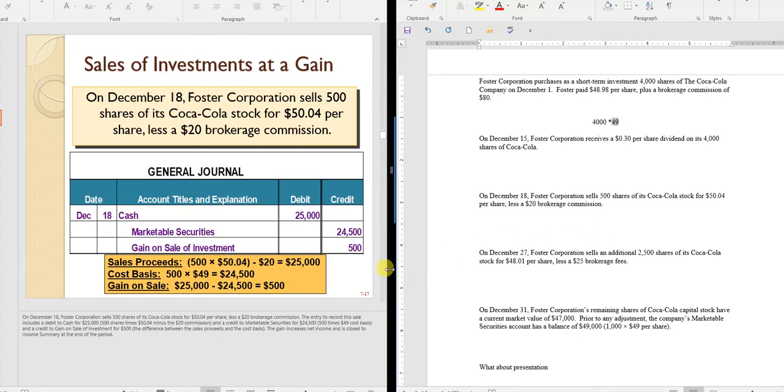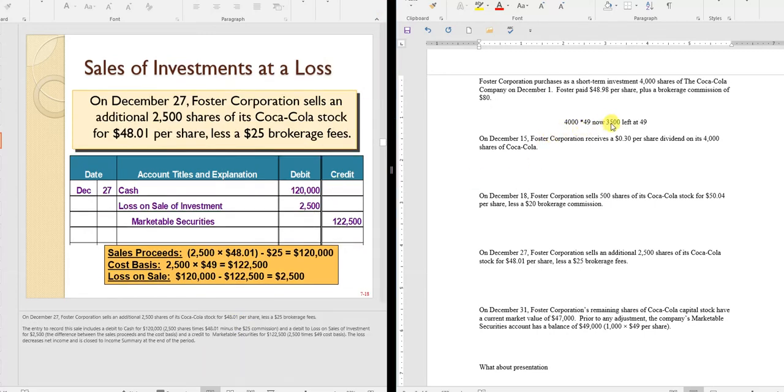So remember, assets go up with a debit. So my entry up here debited marketable securities for what I paid for them, $49 each. And now when I get rid of them, I credit marketable securities for what I paid for them. So 500 times 49 is 24,500. Notice I don't balance. I need a credit to balance. Whenever you have a credit to balance, you have a gain. I made a little note up here that I sold 500, so now I have 3,500 left at $49 a share.